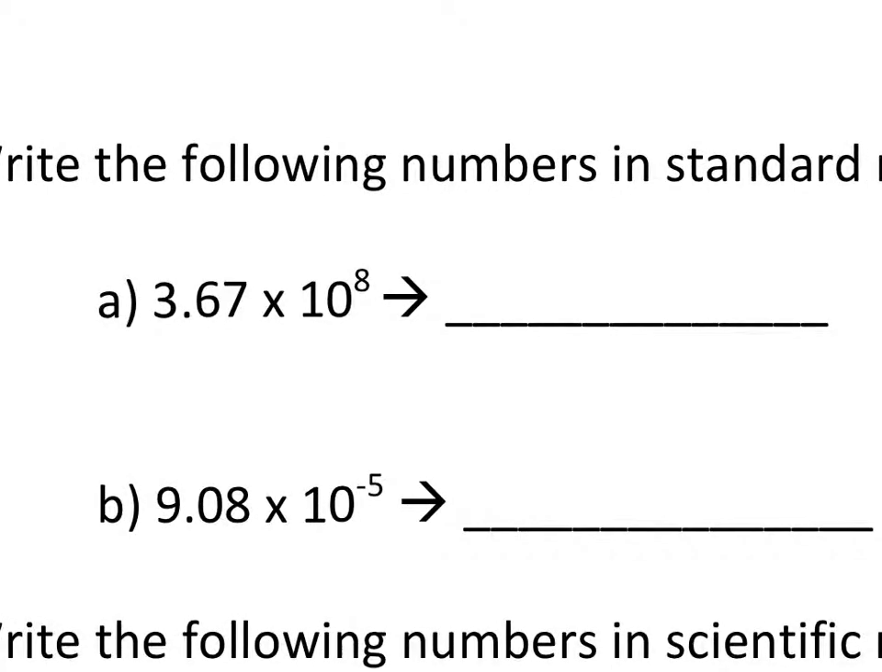So because this exponent is a positive number, it means this is a really large number. It's a big number. What this 8 actually means is we want to take this decimal point and we want to move it 8 times to the right in order to express our number in standard notation.